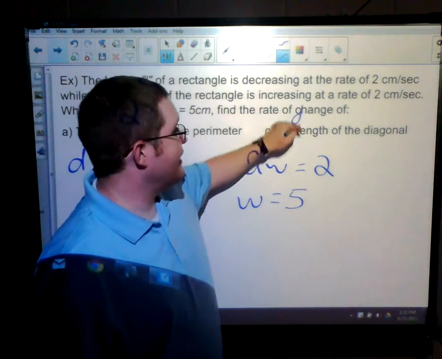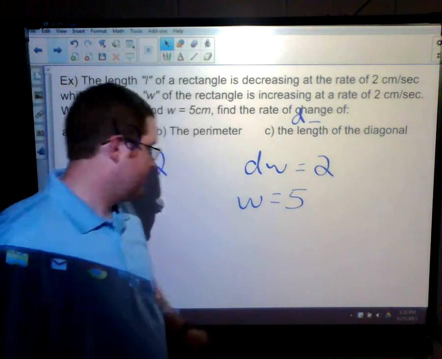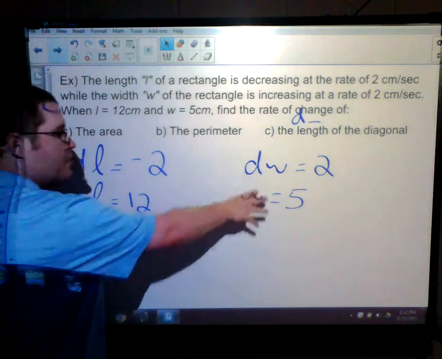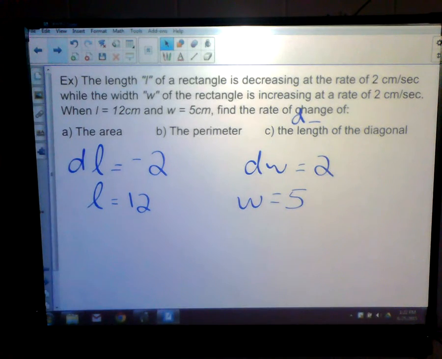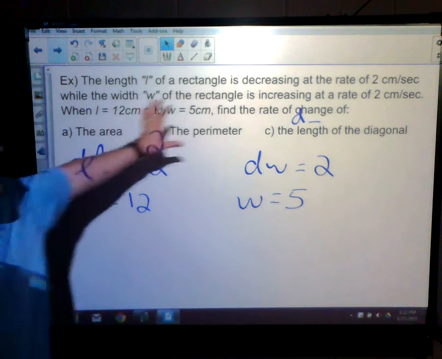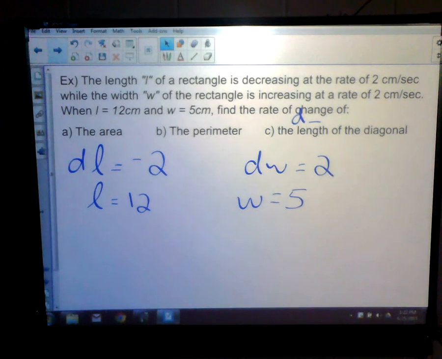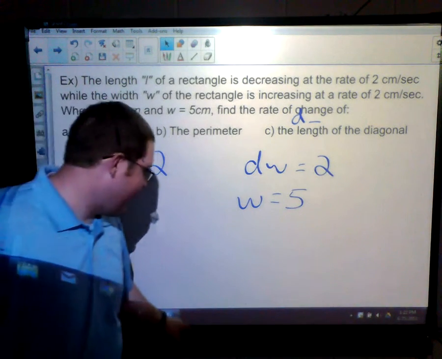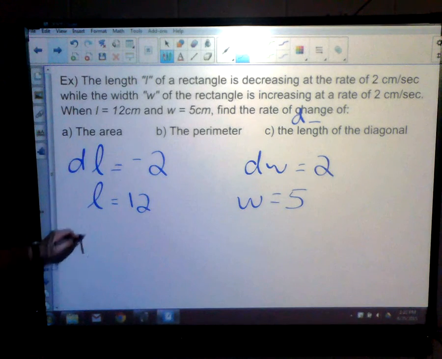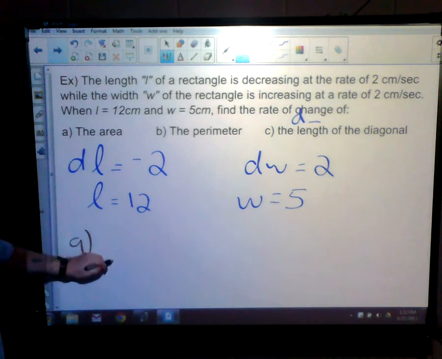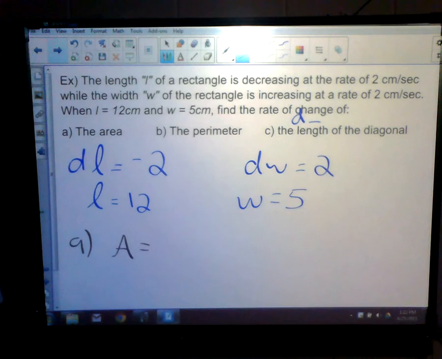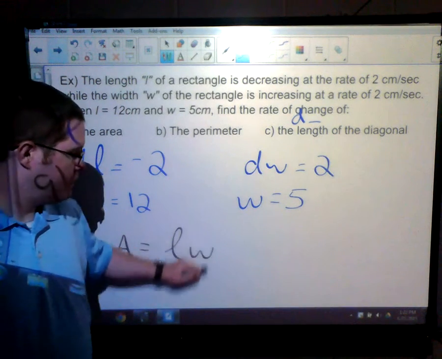So this means d something. Can I plug L and W into my problems once I set them up? No, because L and W are changing. They're not constant in this problem. So I have to plug them in at the end. Let's do problem A, the area. Well, I need to know a formula for area of a rectangle. If you don't know, go back to geometry. It's L times W.